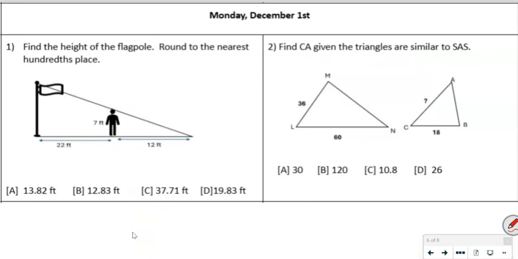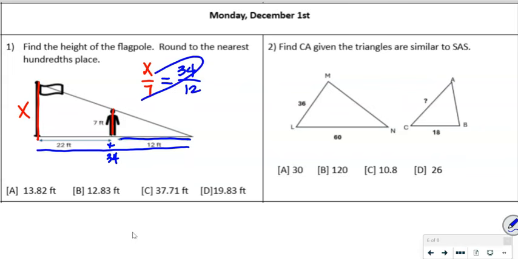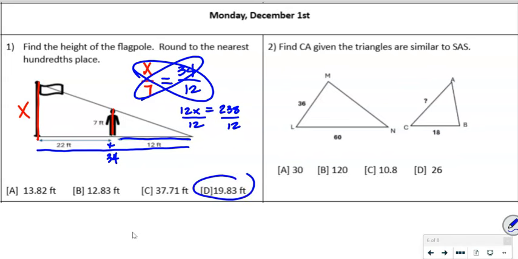All right, so this next one says find the height of the flagpole. We're looking for this. Round to the nearest 100th place. So we're going to compare the height of the flagpole to the height of the person, x over 7, right? And then we're going to compare the base of the whole triangle, which would be 22 plus 12. That would be 34. That's going to be equal to 34 over what? Our 12. Y'all see that? So we're going to cross multiply again like this. So this is 12x, and then 7 times 34 I had was 238. Then we're going to divide both sides by our 12. And when I did this, I got that the answer was 19.83 feet.